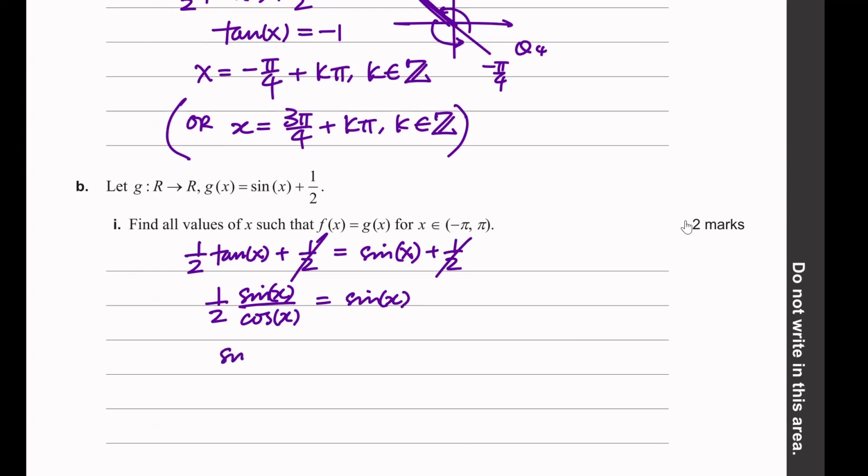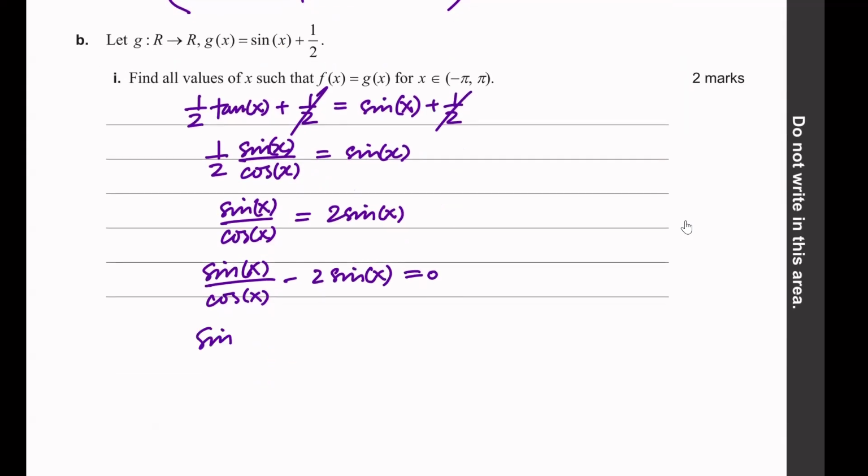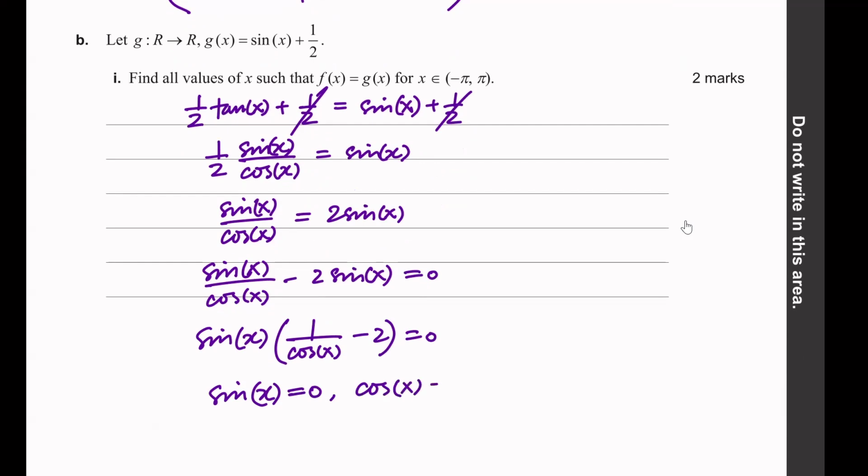So what I will do is I'll multiply both sides by 2 first. And then I will rearrange everything like sine x divided by cosine x minus 2 sine x equals 0. And I'll bring out sine x as a common factor, multiplied by 1 over cosine x minus 2 equals 0. So sine x equals 0, and cosine x equals half, okay?